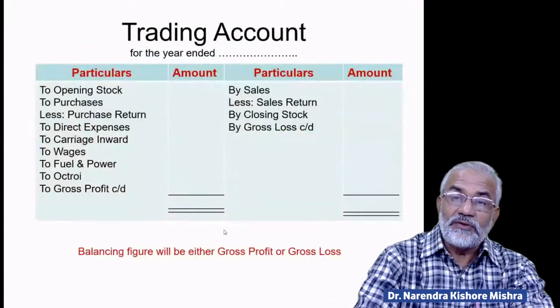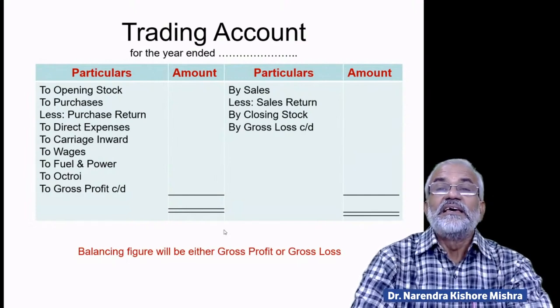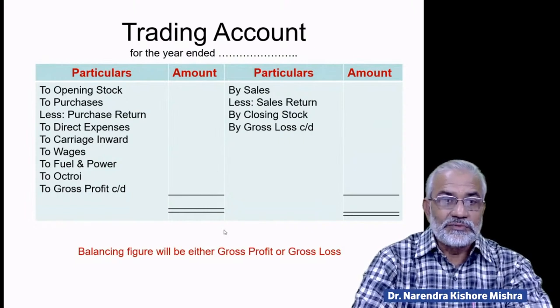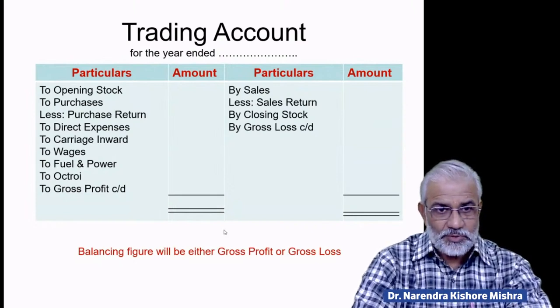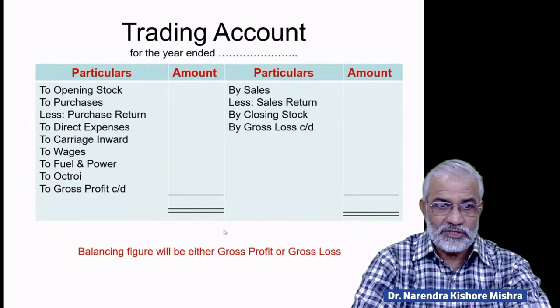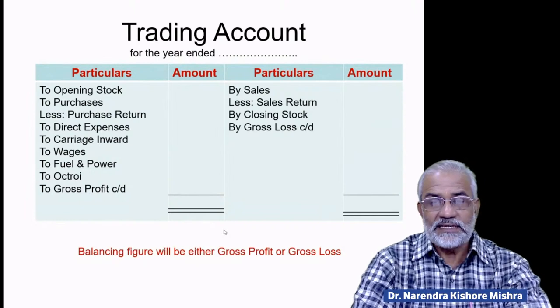If we refer to the format of the trading account, we can see it like this. On the left-hand side, which is called the debit side of the trading account, there is first the opening stock, then purchases, and from the gross purchases the purchase returns need to be deducted, and then direct expenses. Under direct expenses, there are different subheads like carriage inward, wages, fuel and power, octroi, etc.